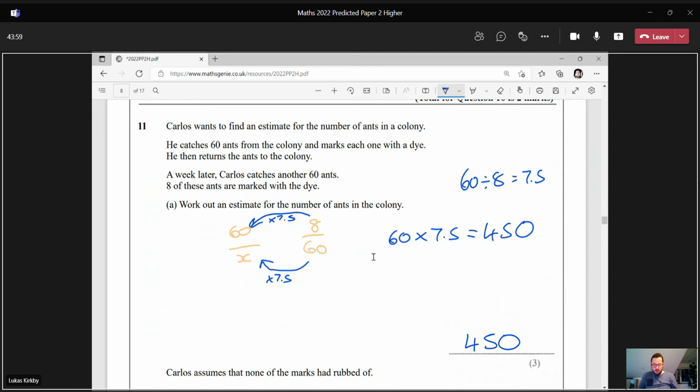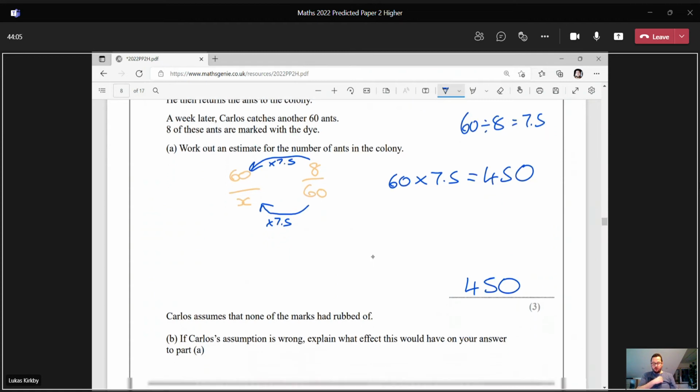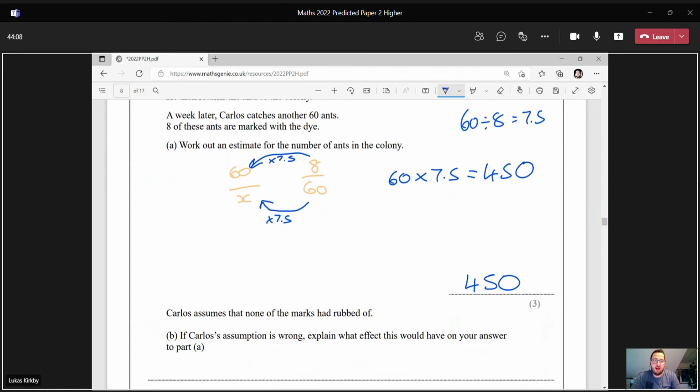Okay. Carlos assumes that none of the marks had rubbed off. If Carlos's assumption is wrong, explain what effect this would have on your answer to part A. Well, if he's wrong, this number here should be bigger, shouldn't it? If some of the marks have come off, then more of these ants might have been the ones that he caught originally, but the marks have just rubbed off. So that would mean that this times number would be smaller, because you have to times it by a smaller number to get to 60. So the answer would actually be smaller.